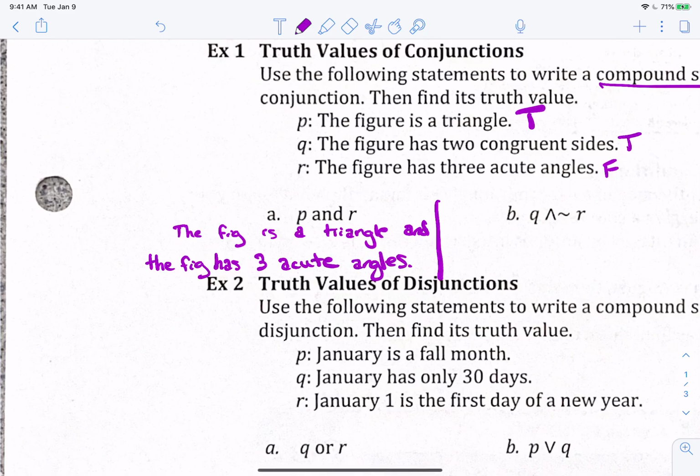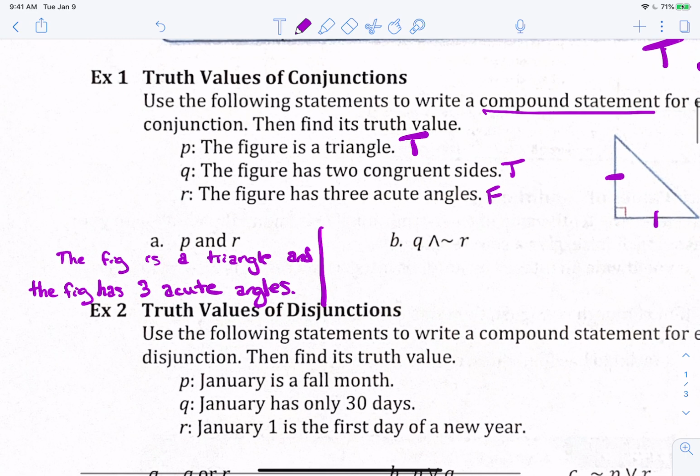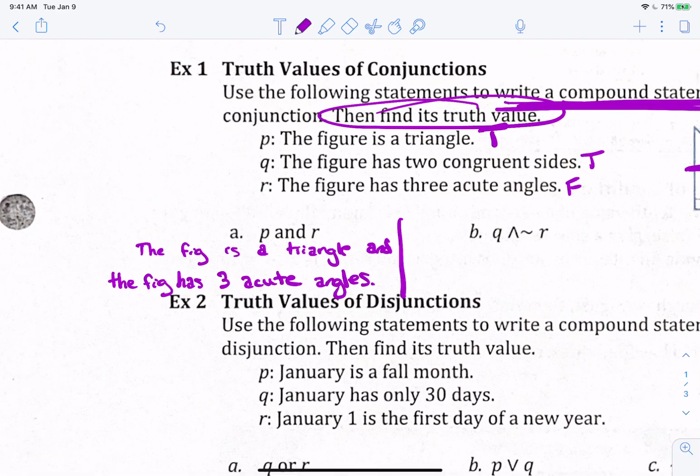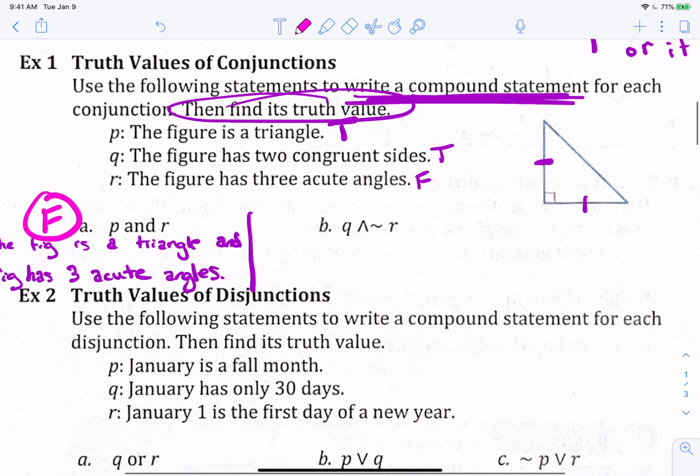The figure is a triangle and the figure has 3 acute angles. That's what P and R says. We have written it; it says use the following statement to write a compound statement. We've done that part. Then find its truth value. So is that true or false? It's false, because even though it is a triangle, it does not have 3 acute angles. So false. All right, the next one, part B.